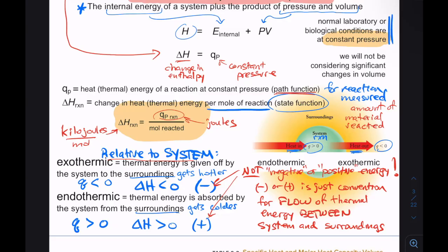But it's all the same quantity. The absolute value of energy is what's important, and that's what's not being lost or gained when we move from state 1 to state 2. Okay, any questions on that?